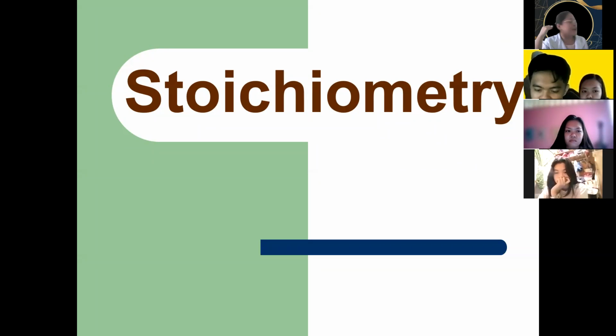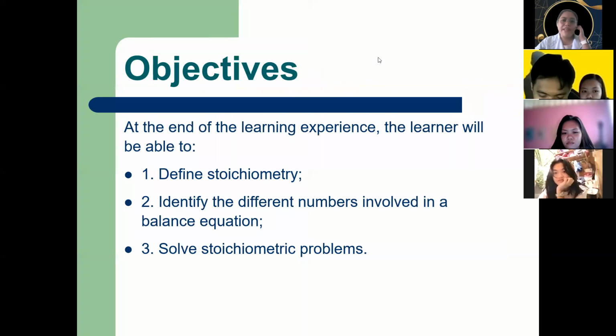Okay, so we will be discussing stoichiometry this morning. I believe we started this one last time, but let's just have a review. So at the end of this session, you should be able to first define stoichiometry. Next, identify the numbers involved in a balanced equation and solve stoichiometric problems.